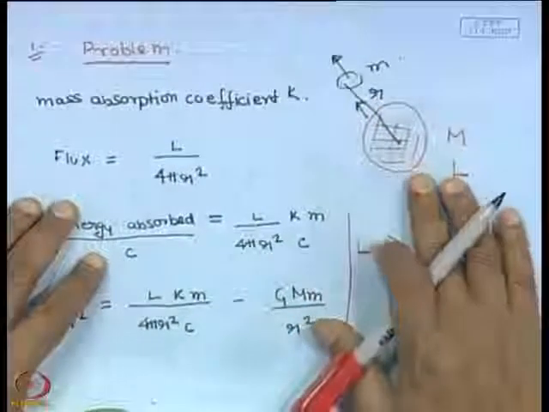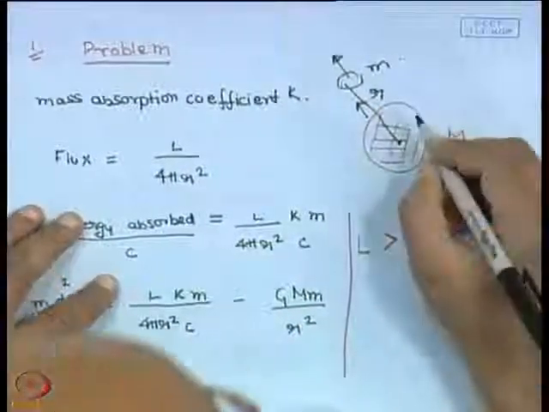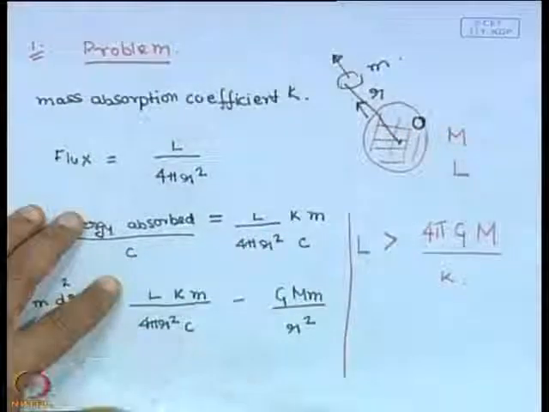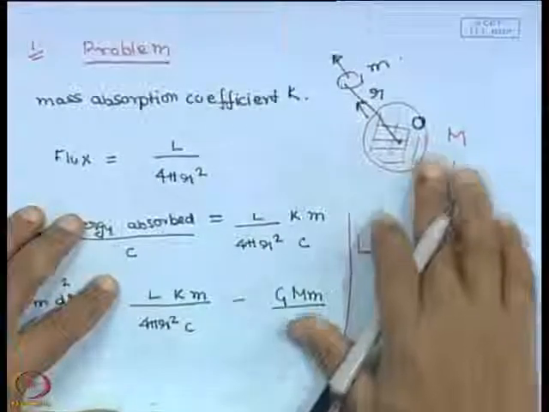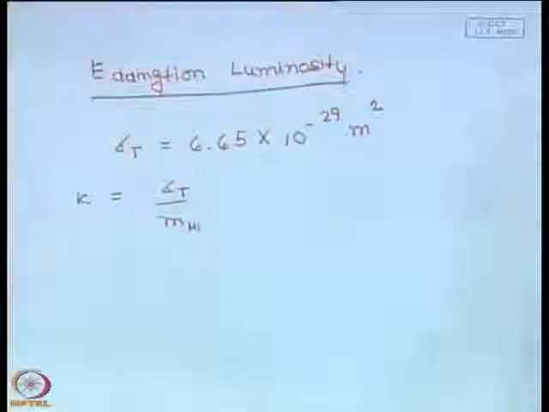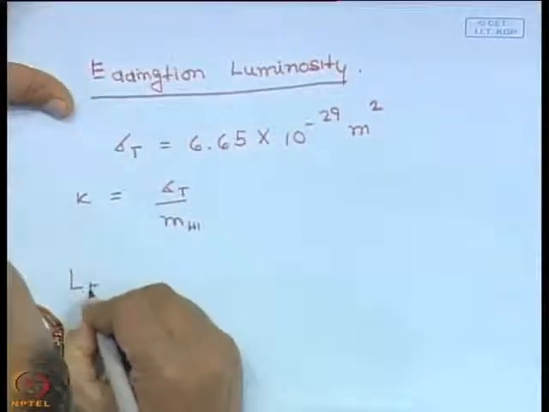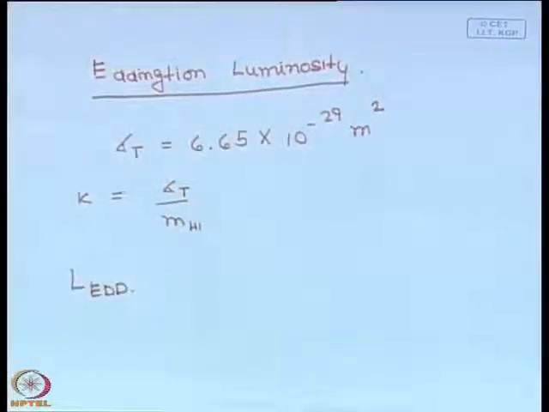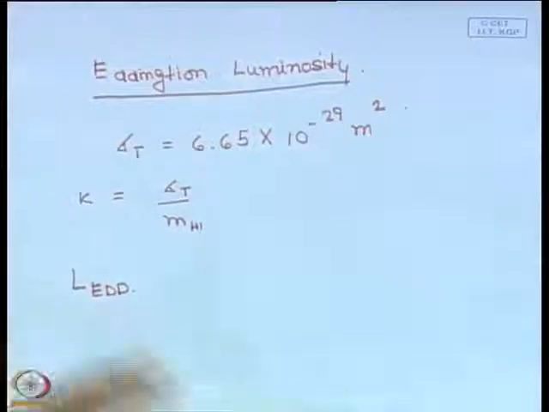Now, suppose I have an object of a certain mass and it is extremely luminous, so luminous that the luminosity is adequate to blow off a part of the gas that makes up the object. Then the object would become unstable, and this upper limit to the luminosity is called the Eddington luminosity. So, if an object of mass m has a luminosity more than the Eddington luminosity, the radiation will disrupt the object, it will push out parts of that object, and the object will get disrupted.